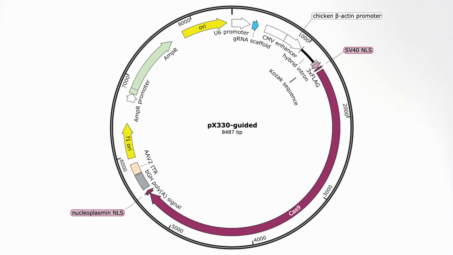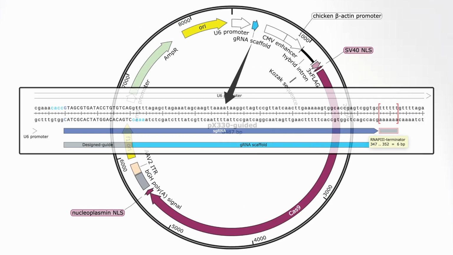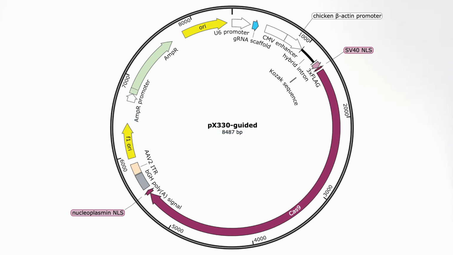The final plasmid looks like this. Here's the gRNA scaffold where the guide RNA is ligated. This entire segment forms the sgRNA. The stretch of T's at the end is the transcription terminator signal for RNA polymerase III, because the U6 promoter is RNA polymerase III dependent.